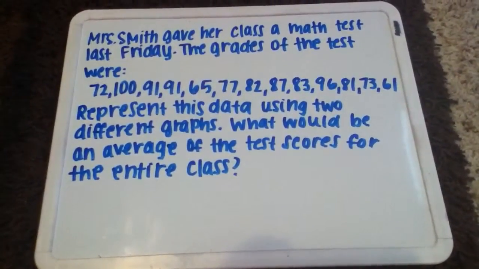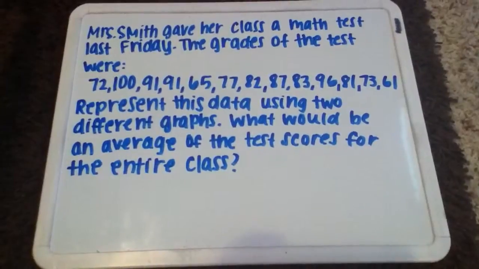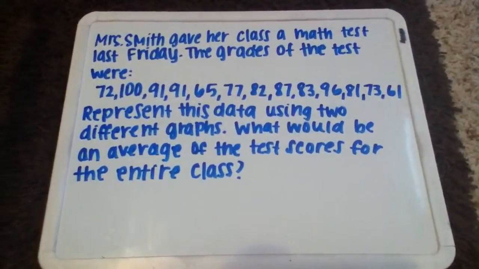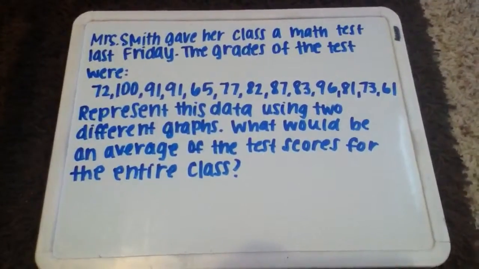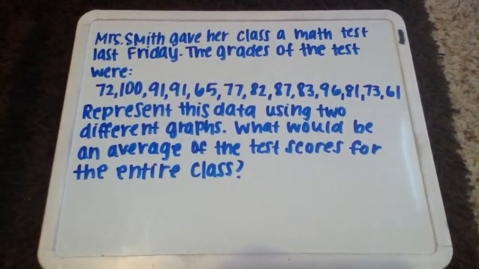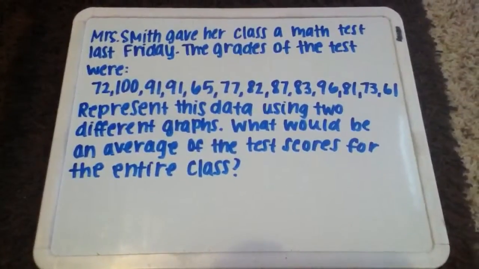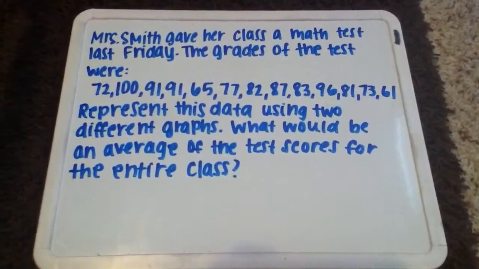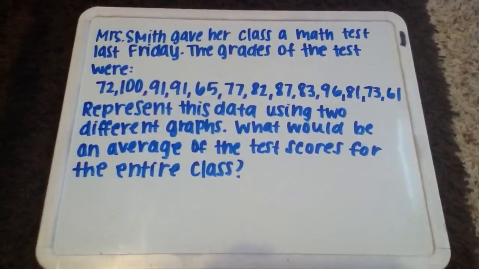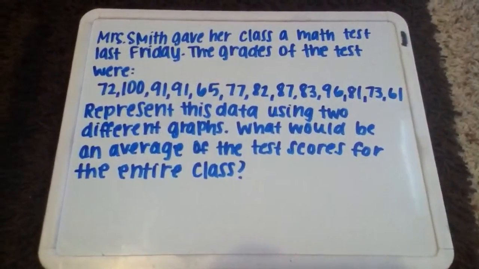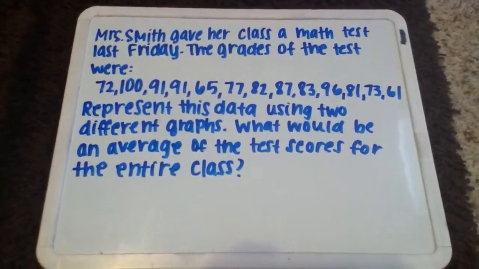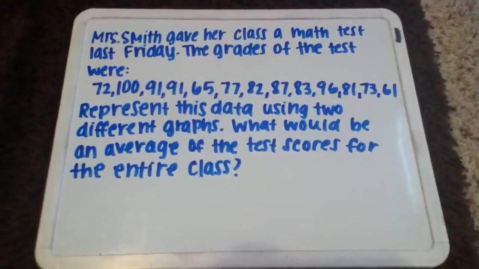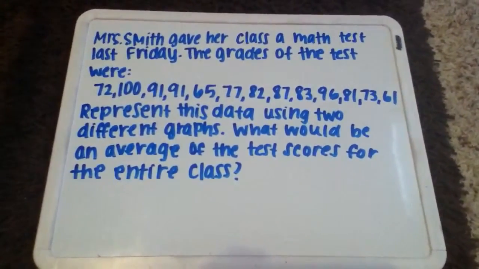So written down, I have a question, and we're going to be graphing this using a histogram and a box plot. The question states, Miss Smith gave her class a math test last Friday. The grades of the test were 72, 100, 91, 91, 65, 77, 82, 87, 83, 96, 81, 73, and 61. It says represent this data using two different graphs. So like I said, we're going to use a box plot and a histogram.